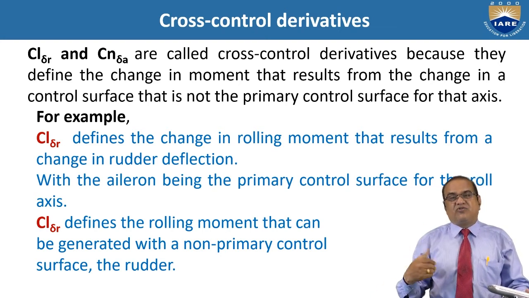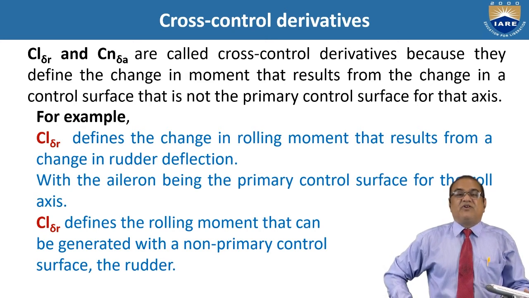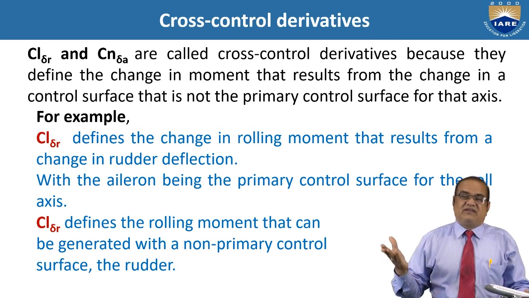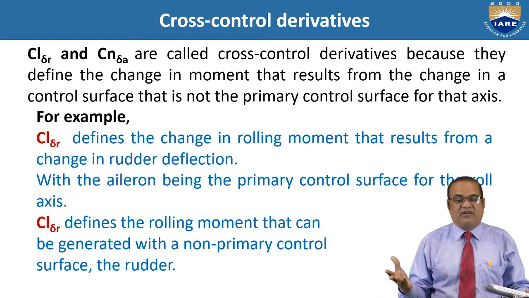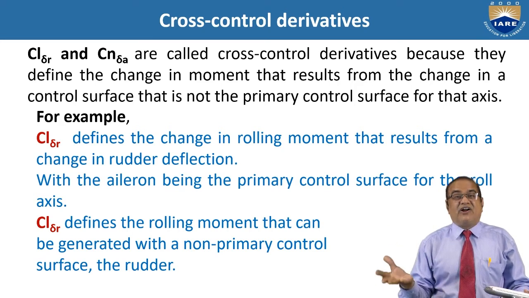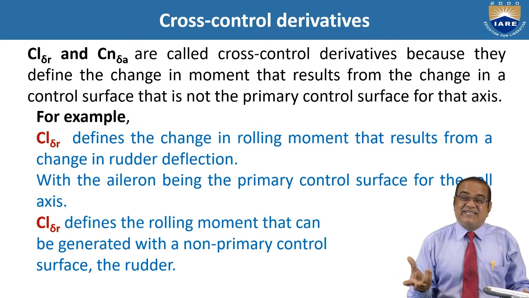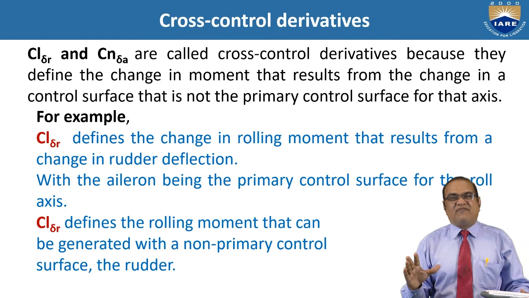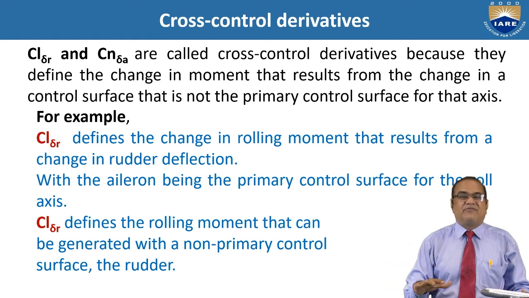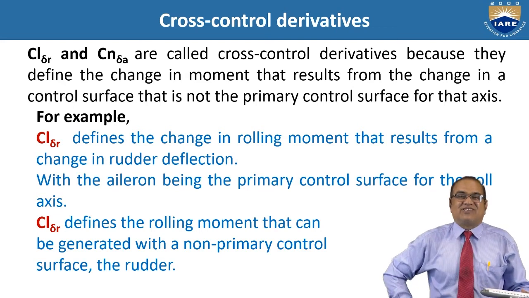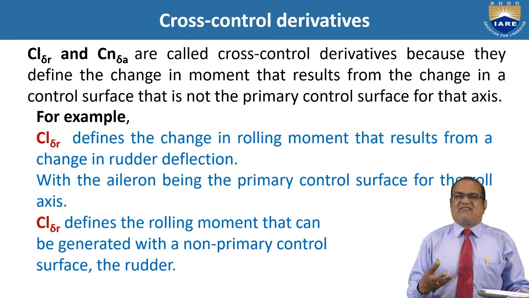Normally in the longitudinal axis, when we study, we don't consider the coupling with rudder and aileron. Elevators are independent. They are not disturbed by other controls. But in yawing and in rolling, both are interlinked. If you are rolling the aircraft, yaw will happen. If you are yawing the aircraft, roll will happen. And that is why the cross control derivatives are coming into the picture. That is why we have to understand this basic concept of cross control derivatives.